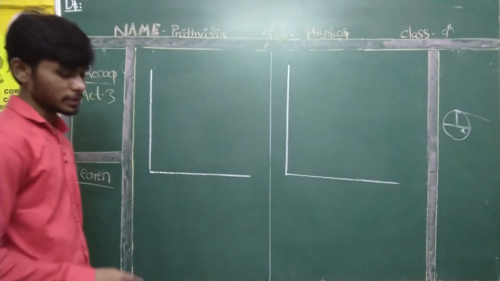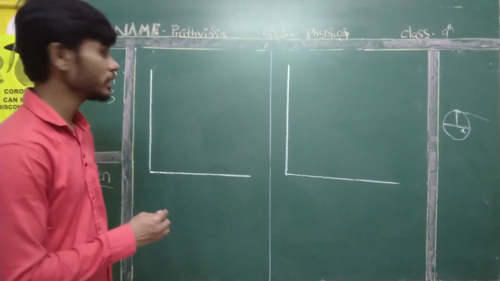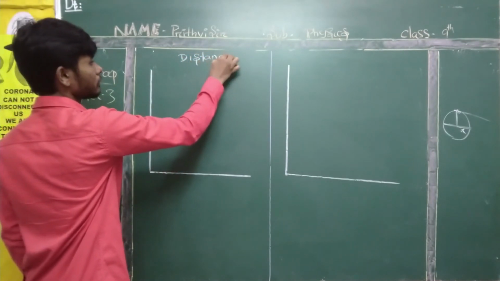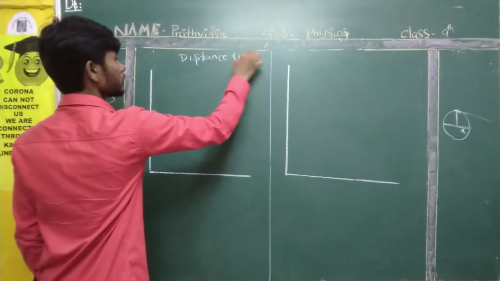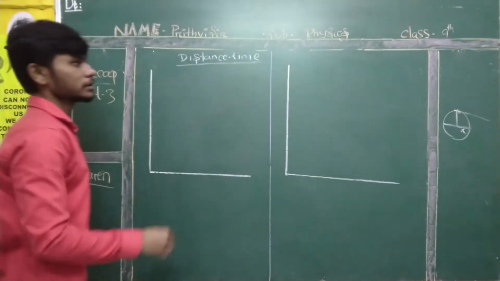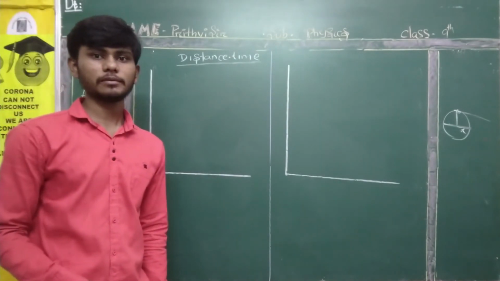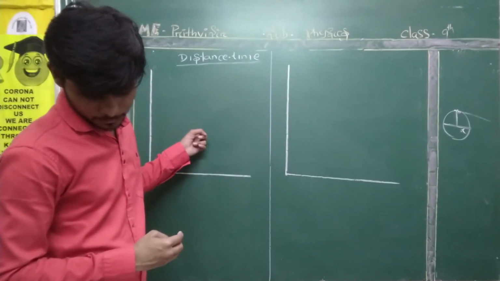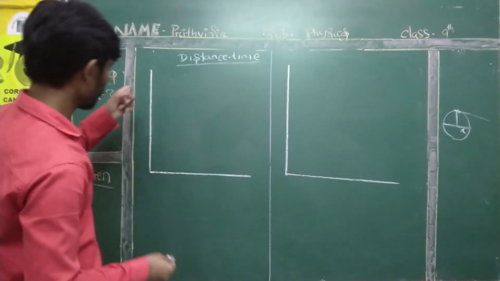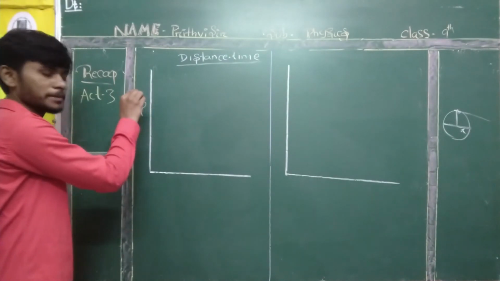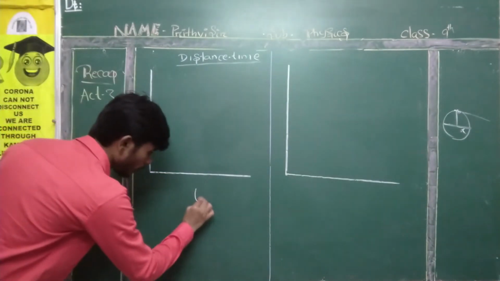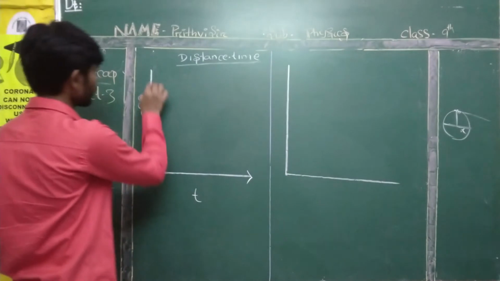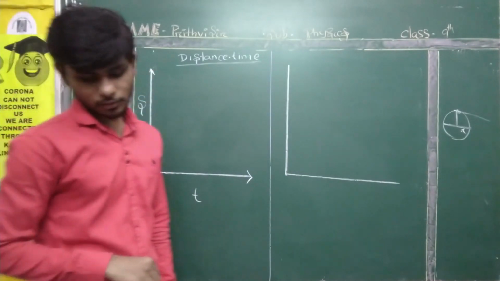Okay. This is called a distance time graph. What is it, students? Distance time graph. Same goes for that. Distance time graph. Okay. I think you all can see. Here we will consider the y-axis as S meaning distance, small t meaning time taken, and capital T meaning temperature, remember. Like that. Now we will take one example.